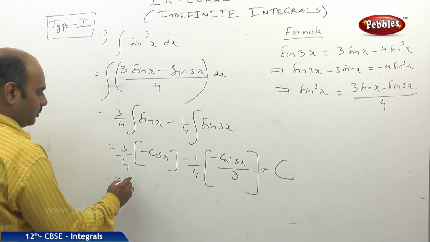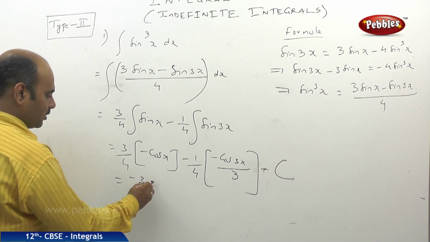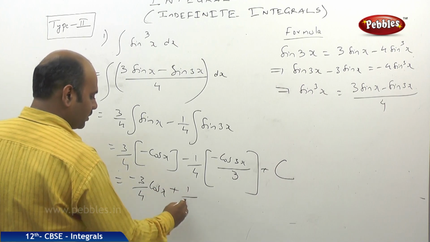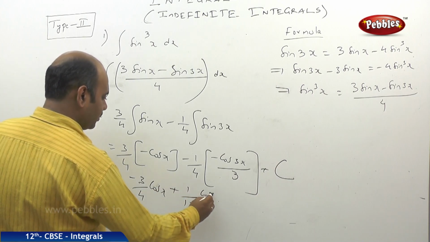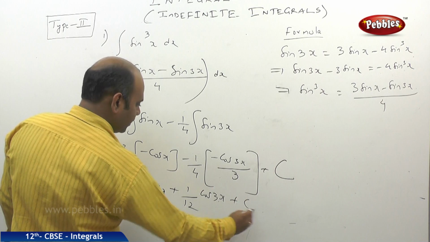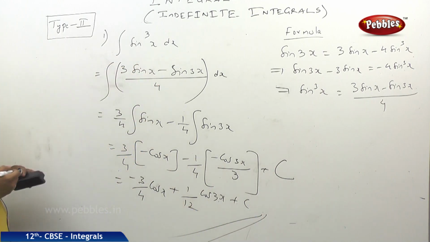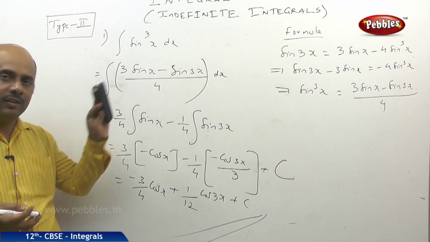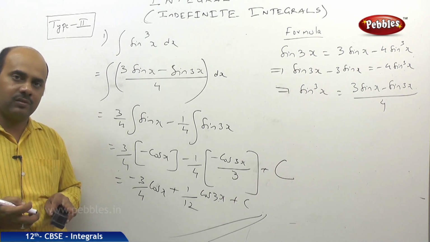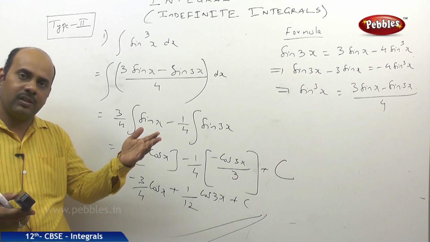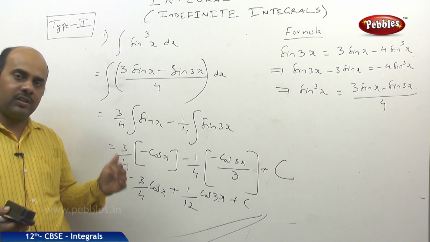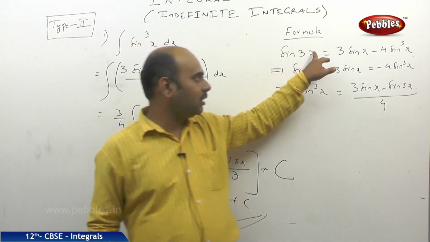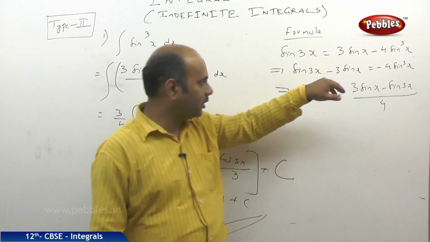So finally what will be our answer? Minus 3 by 4 cos x, minus minus will be plus, 1 by 12 into cos 3x plus c. Once again I will be explaining this problem. We should not worry by seeing this particular integration. We need to remember earlier formulas, and those formulas can be converted, and finally we can write like this. What is that formula? Sin 3x is 3 sin x minus 4 sin cube x.